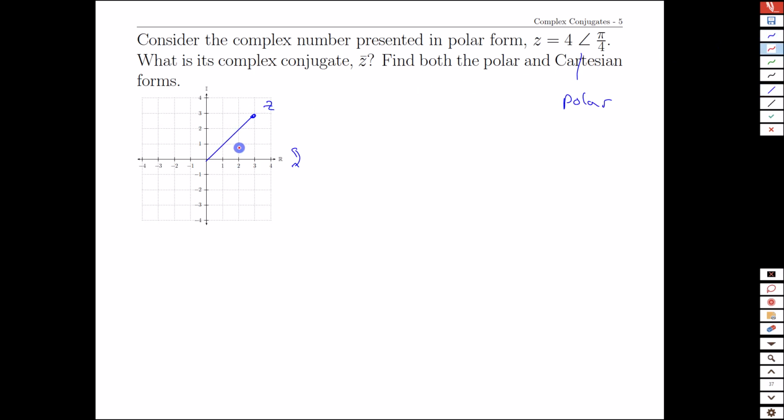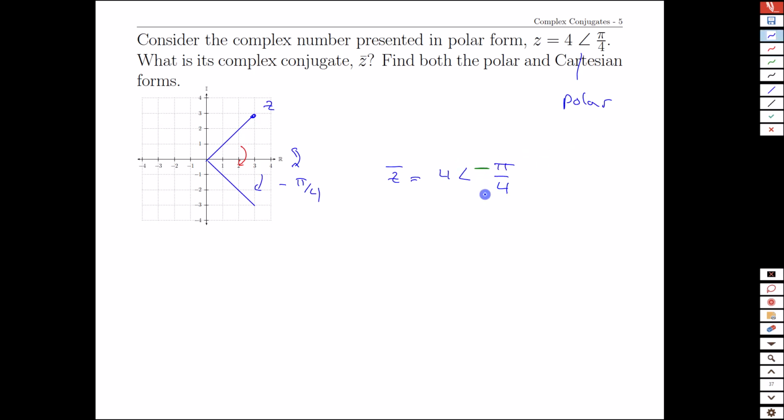Well, if we reflect that across the axis here, we're going to get the same length as before. And what's going to change? Well, we're going to have a negative version of the angle. It'll be negative pi over 4 as our angle. So in this case, we write this as z bar. The complex conjugate of z is going to be length 4 with an angle, or argument, of negative pi over 4. So I'll highlight that negative part there.